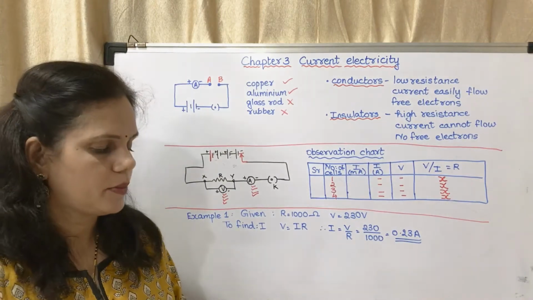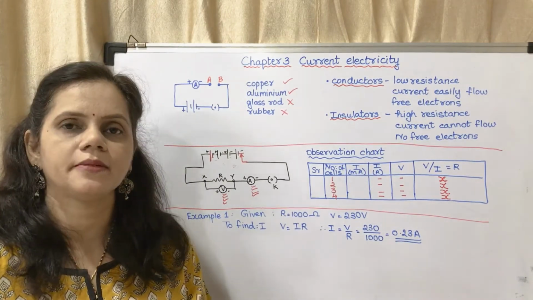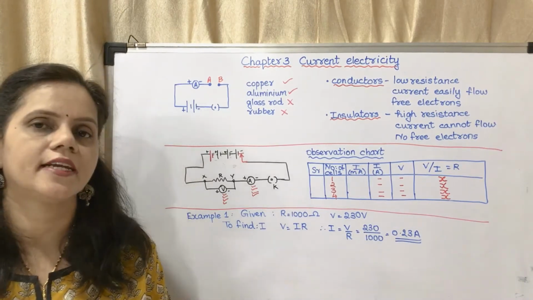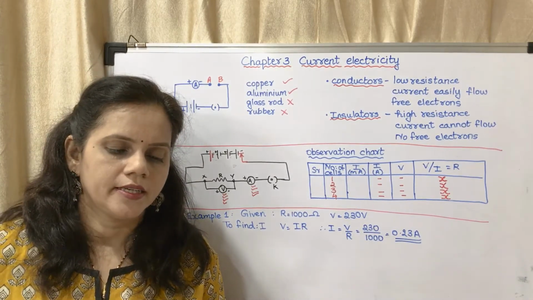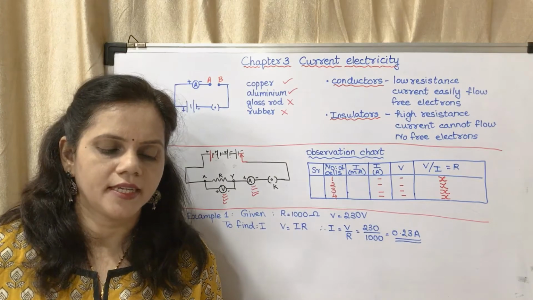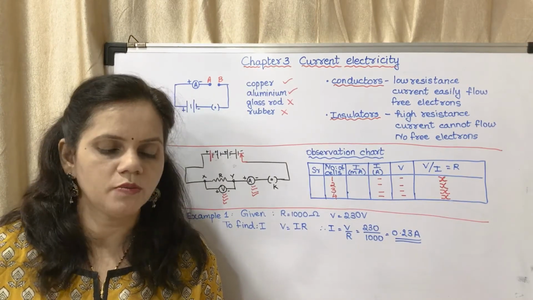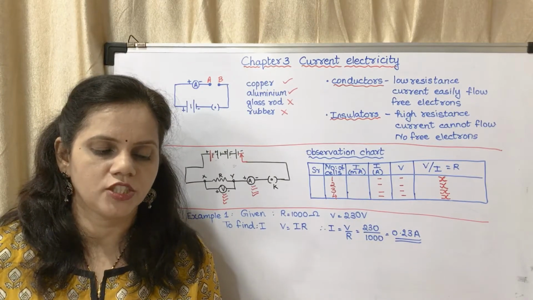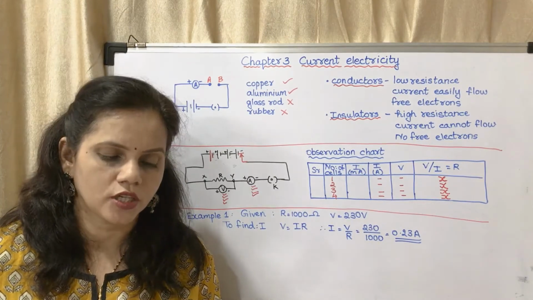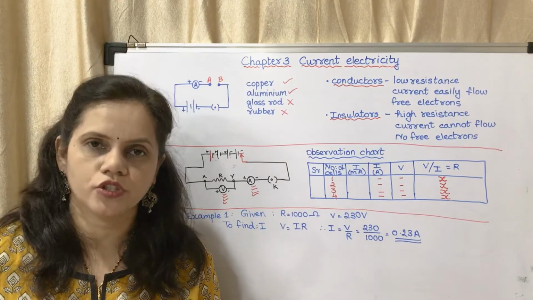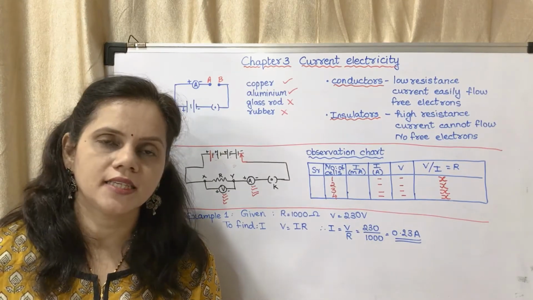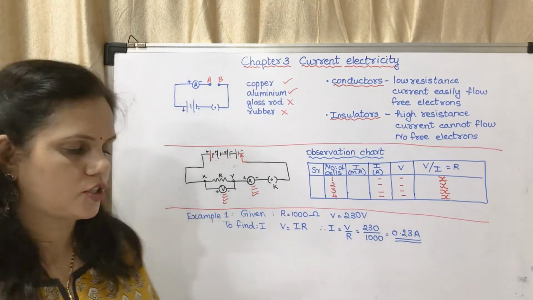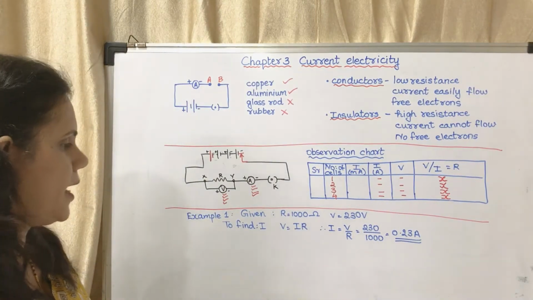Now we may move on to the numericals on page number 38. I have solved one example. First we will read out the question. The resistance of the filament in a light bulb is 1000 ohms. If the bulb is fed by a current from a source of potential difference 230 volts, how much current will flow through it? R is given as 1000 ohms, V is given as 230 volts. You have to find I.